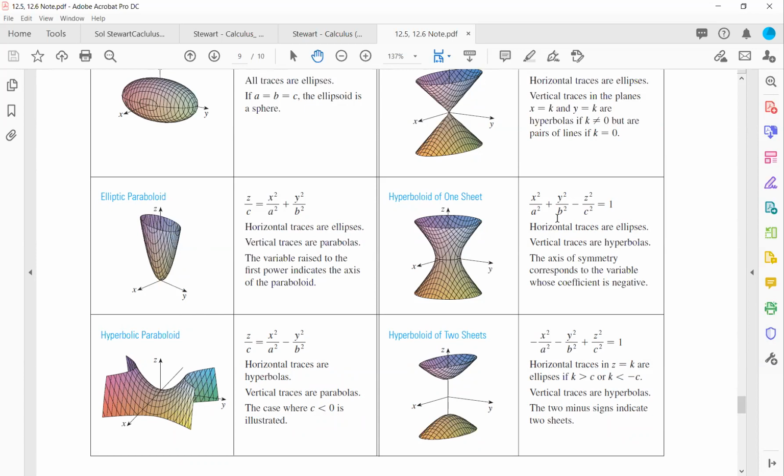Remember the equation of a hyperbola, x squared over a squared minus y squared over b squared equals 1. Now we generalize the idea in three-dimensional space. We have x squared over a squared plus y squared over b squared minus z squared over c squared equals 1. We have a hyperboloid of one sheet.